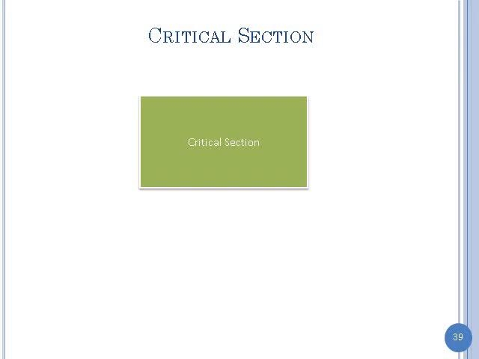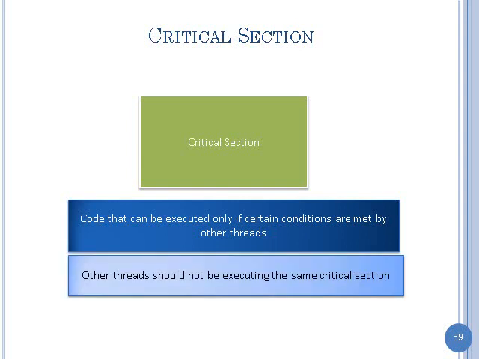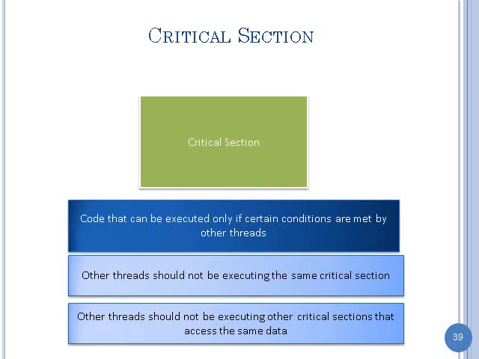Can I execute the get method if somebody is executing the put method? They both access the buffer, a shared variable. Things can go wrong. So you could have multiple pieces of code all accessing the same data structure, and together you want to execute only one of them. Basically, code that can be executed only if certain conditions are met by other threads. So it's not just that no other threads are in that critical section. Other threads should not be executing the same critical section, and should not be executing other critical sections that access the same data. That's a critical section. So basically, we have a lock. The next question is, how do we implement critical sections? We'll look at that in a moment.